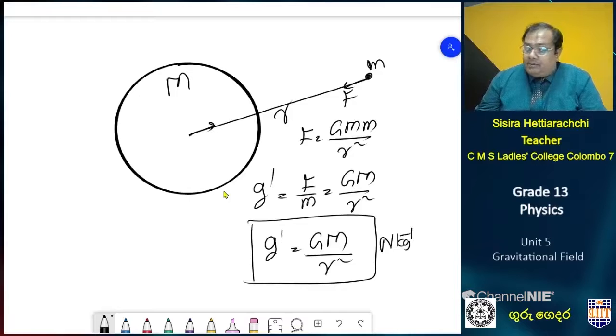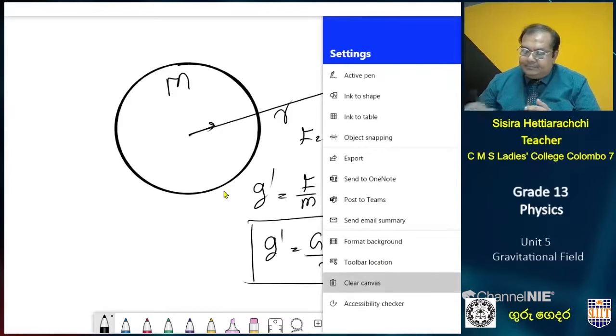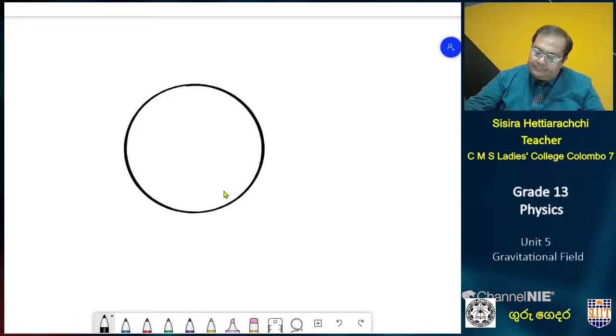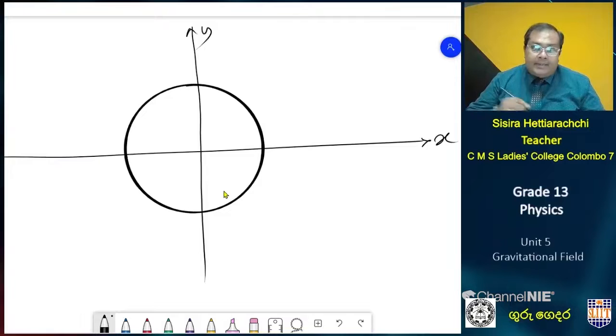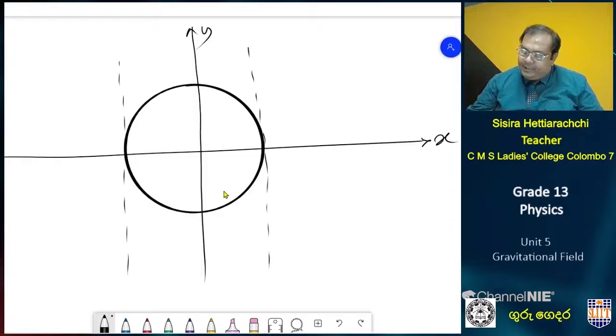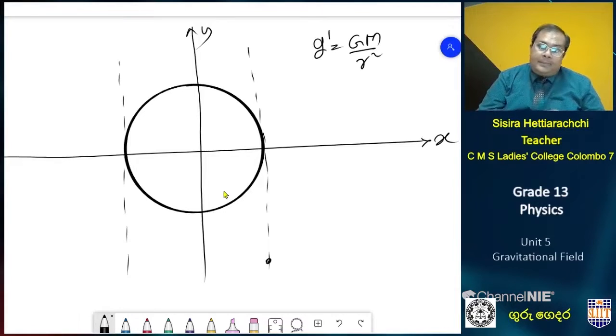Then we can draw a graph to represent variation of field intensity around any object, any planet, right? If it is free, like this. This is the y-axis, you can see. This is the x-axis, you can see, right? Here, on the surface, we can mark some value here. We know the G dash equation, G capital M over R squared. R is the distance. Then normally we can take the right side as the positive direction.